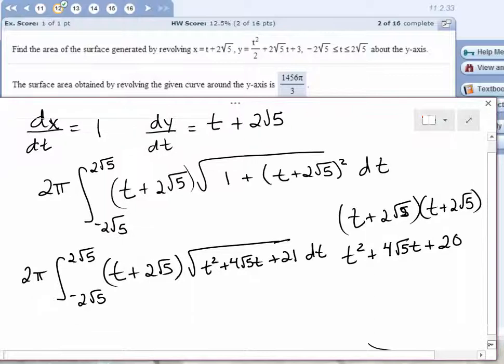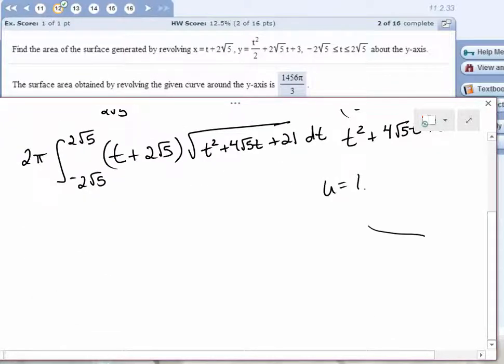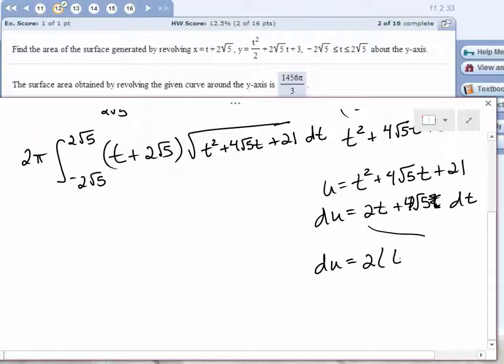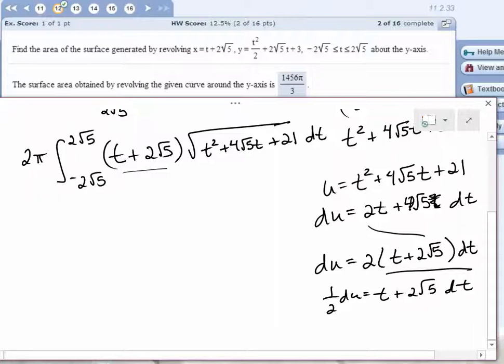All right, then you can actually do a nice u substitution here. If you let u equal t squared plus 4√5 t plus 21, then du will equal 2t plus 4√5 dt. And what's nice about that is that you can factor 2 out, and you're going to get 2 times (t plus 2√5), which is exactly what you have right here. And so you realize that you have everything you need. You just want to do du over 2, or 1/2 du is equal to (t plus 2√5) dt. So you have a perfect substitution there.